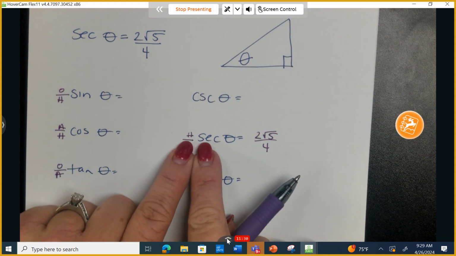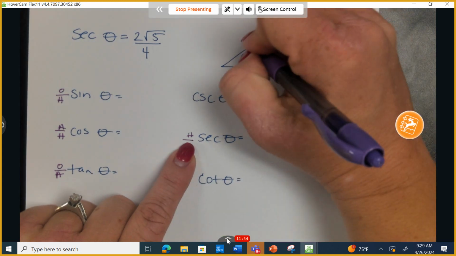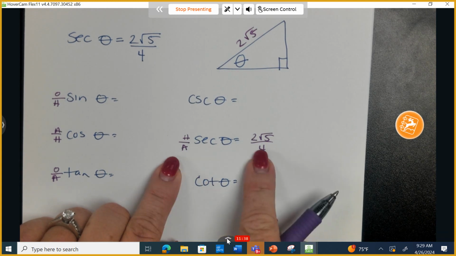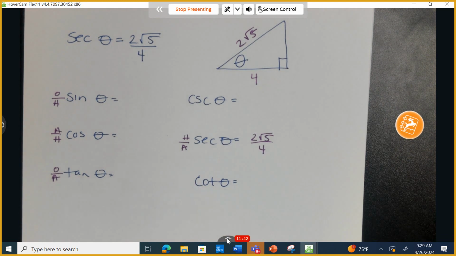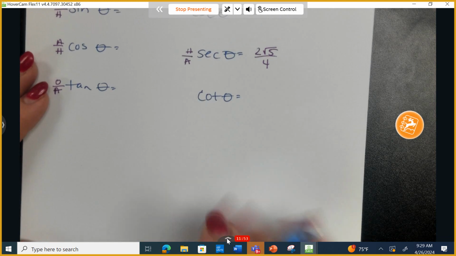And now, okay, this means that the hypotenuse needs to be 2 square roots of 5. Gotcha. 2 square roots of 5. And it means adjacent has to be length 4. So adjacent to this angle is 4. And just like examples 1 and 2, we are now going to use the Pythagorean theorem to solve for the missing piece. And we're going to do this together. We're going to slow this down.